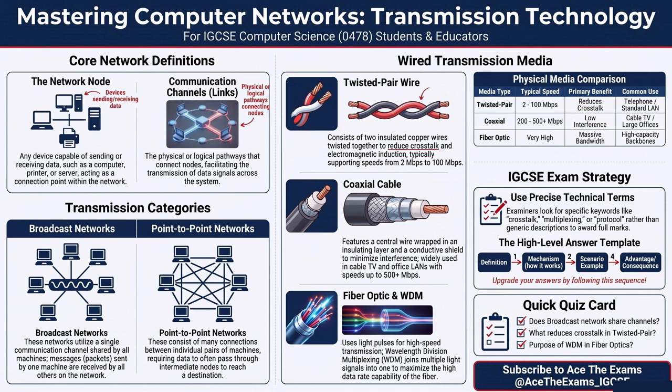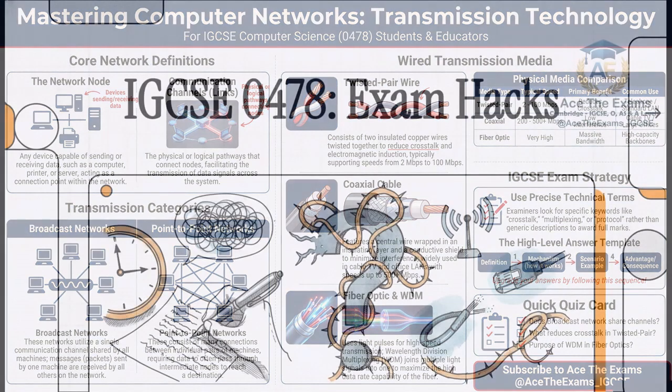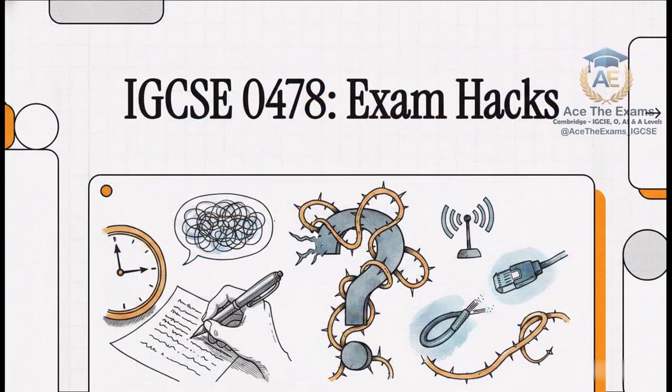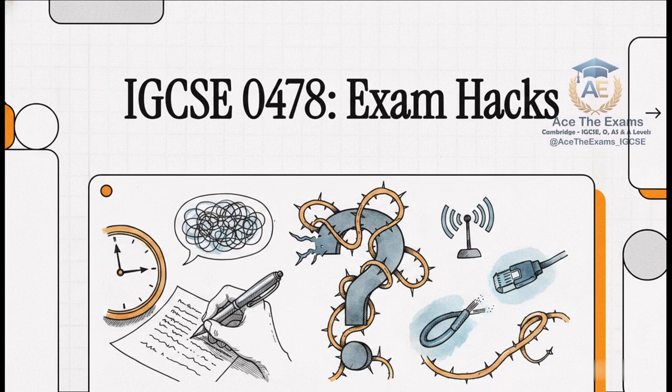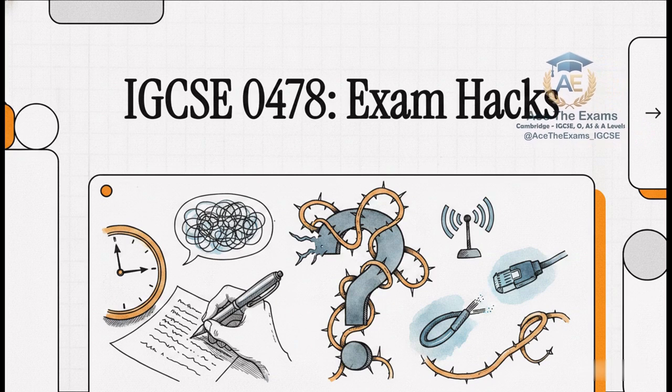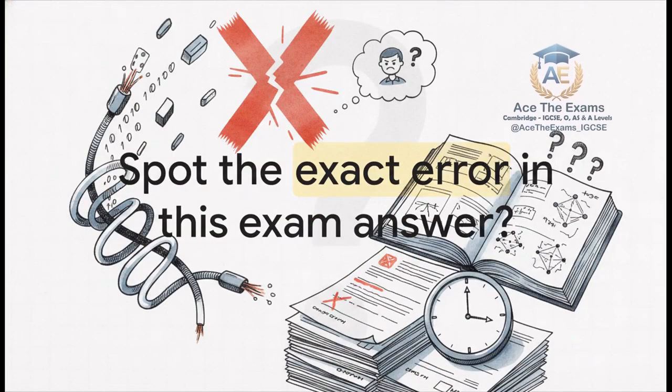All right, picture this. You're sitting in your Cambridge IGCSE computer science exam. The clock is ticking down, you read a question about network transmission media, and you quickly scribble down what seems like a perfectly logical, common sense answer. But there is a massive trap waiting for you. So, let's look at this prompt.